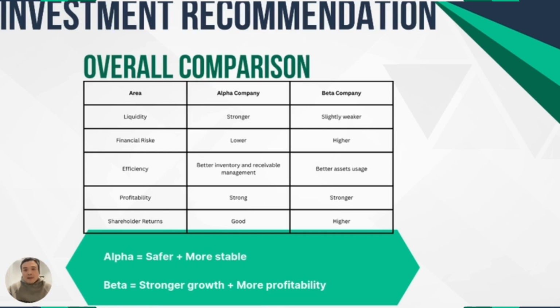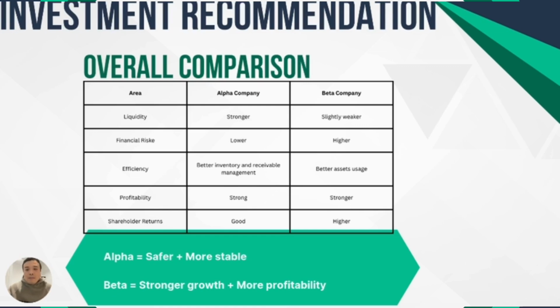I'm King Ai. Now, based on the previous financial analysis, I will move on to the investment recommendation for both companies. Both Alpha and Beta are financially healthy companies, but they have different strengths. Alpha company performs better in liquidity, lower debt levels, and overall financial stability. This means Alpha is financially safer and better at handling short-term and long-term obligations.